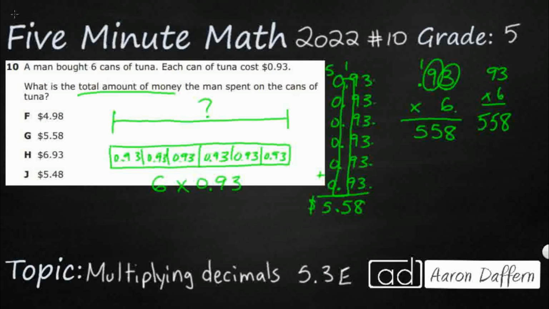So you've got to make sure there are as many digits behind the decimal in the product as there are in the factors. I've got 2 digits behind the decimal in my factors, so I need 2 digits behind the decimal in my product. You don't line it up, you just bring that decimal in at the very end. But either way, whether we add it up using repeated addition or use multiplication, our answer is going to be G, $5.58.